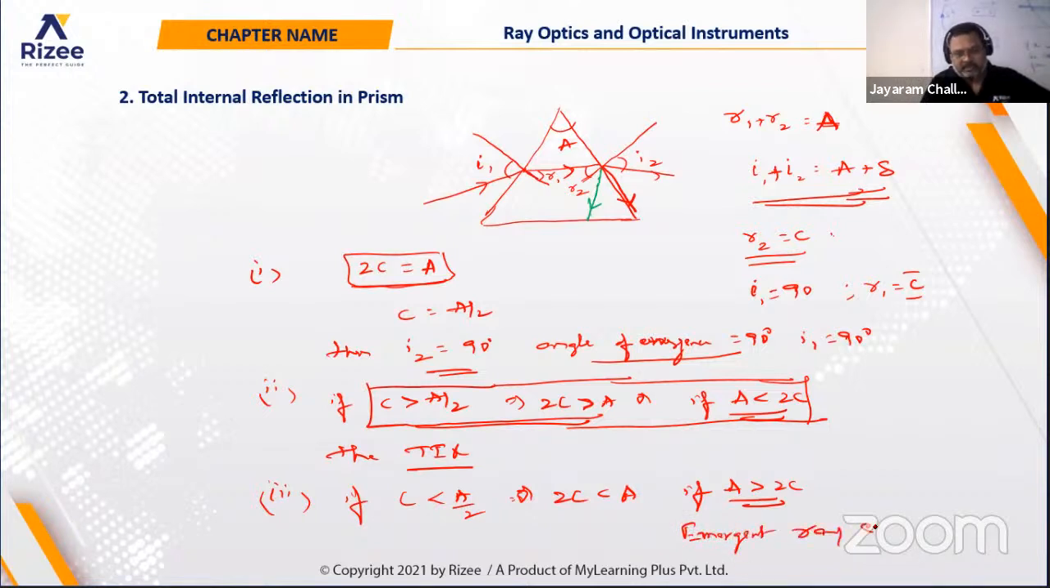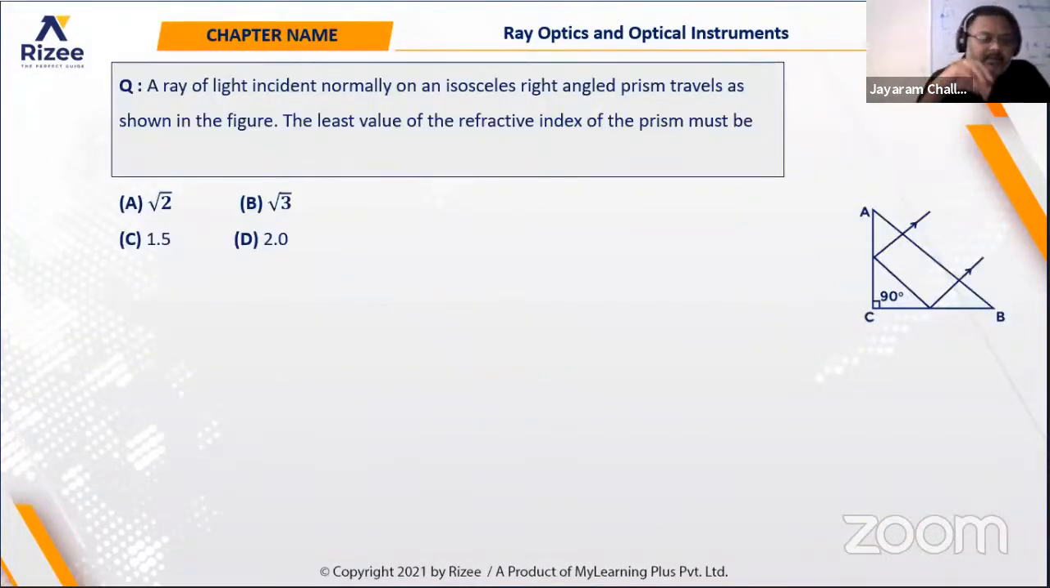Emergent ray exists. So this is the condition for the no emergence situation, that is, total internal reflection in the prism. Now if we see this particular question, a ray of light incident normally on the isosceles prism. That means here the angle of incidence i is equal to 90 degrees, and the angle of refraction will also be 90 degrees here, normal refraction.